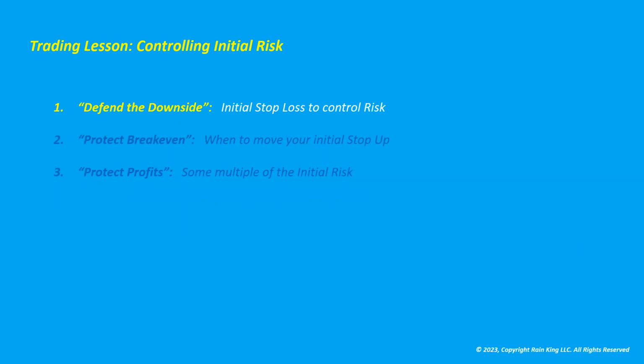Now, whenever we take a trade, we really have three top priorities. The first is defending the downside. We want to make sure our initial stop loss controls our risk. The next priority is to protect the break-even line. And that's when we have to discuss and decide when do we actually move up the initial stop. And the third is protecting profits, which are at some sort of multiple of your initial risk. The profit taking discussion, item three, we'll discuss in a future video.